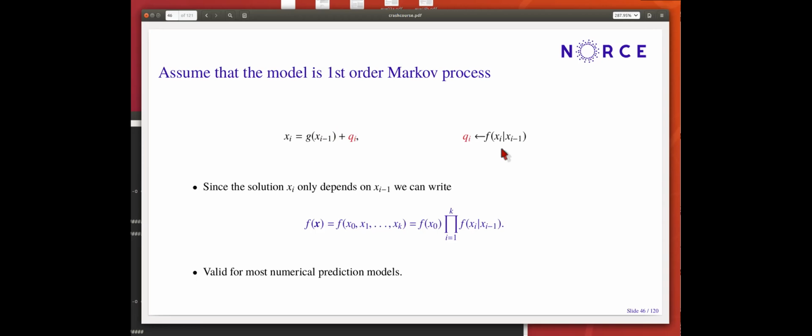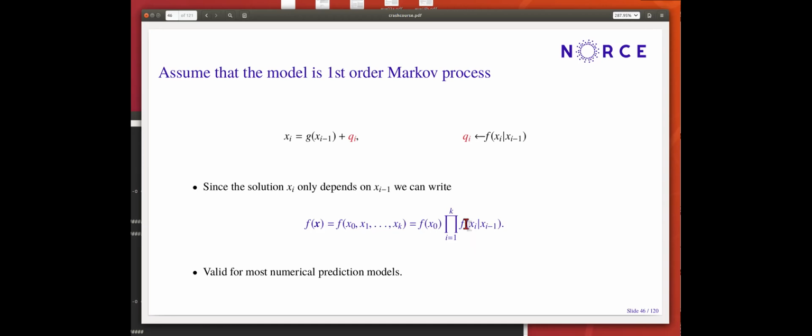And it contains some errors, and they have a distribution. This Q, I call a transition density, is the model error going from time i-1 to i. Since the solution x_i only depends on x_{i-1}, we can write this PDF of the full model solution as, first we split x into a number of times, for each time step x_0 up to x_k. And then we write it as a product. You start with the PDF for the initial condition, and you multiply with these transitions forward in time. So this describes the whole model integration over that time interval.